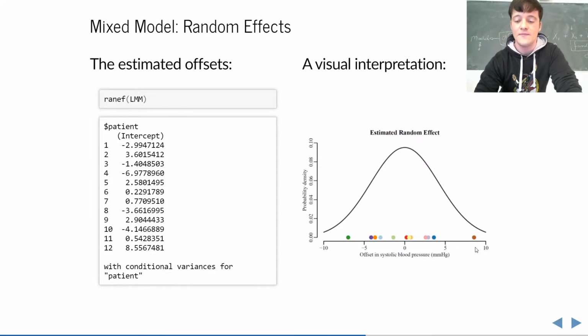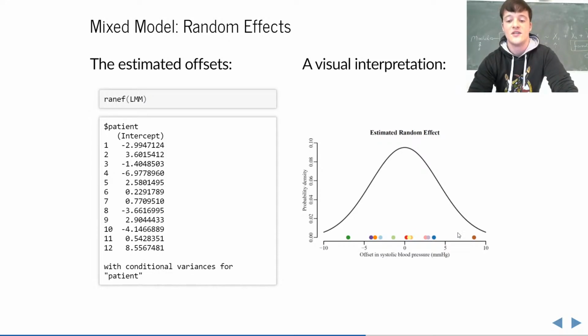Okay, let's use the colors again. We can see that apparently this brown patient is estimated to have an offset which is the highest of all. It's about 9 or so. And this green patient is the lowest of all with an offset of minus, what's that, 7. Let's see if we can find that. Okay, apparently that's patient number 4, that's the green one. And patient number 12, that is the brown one.